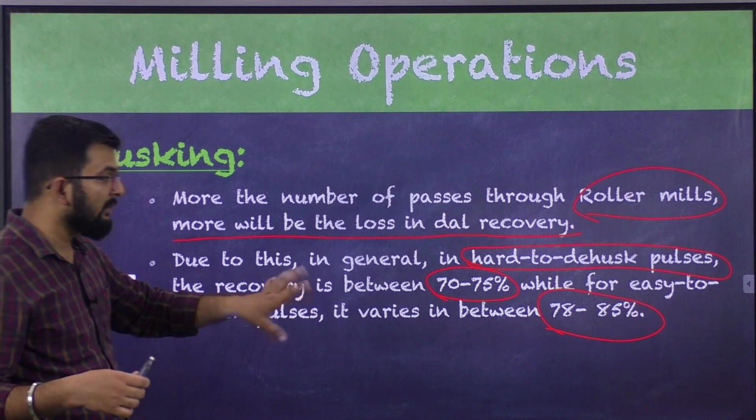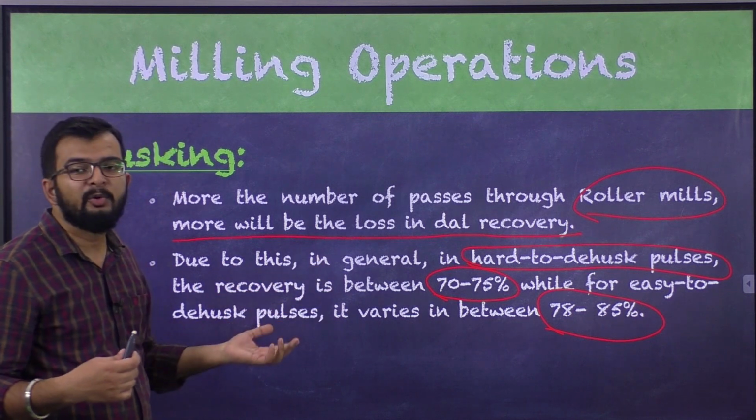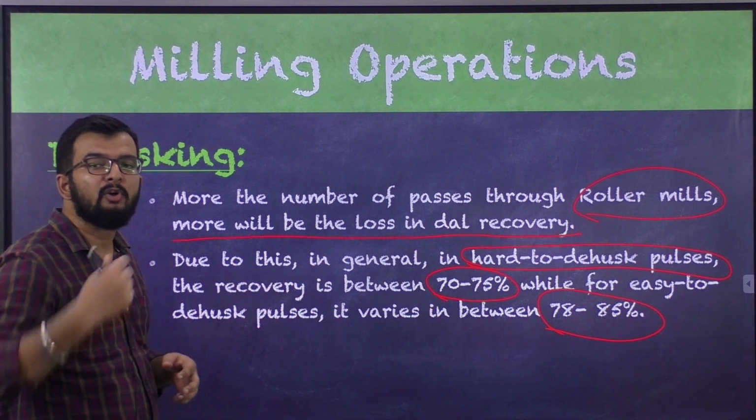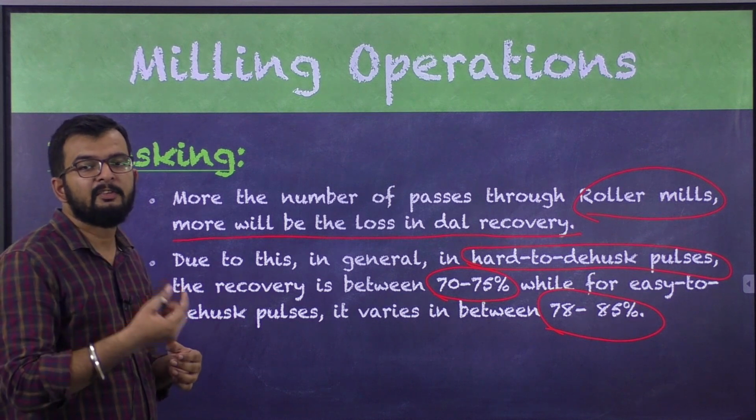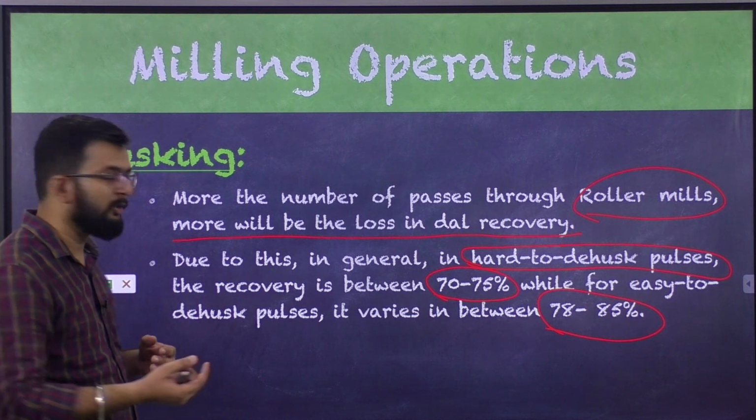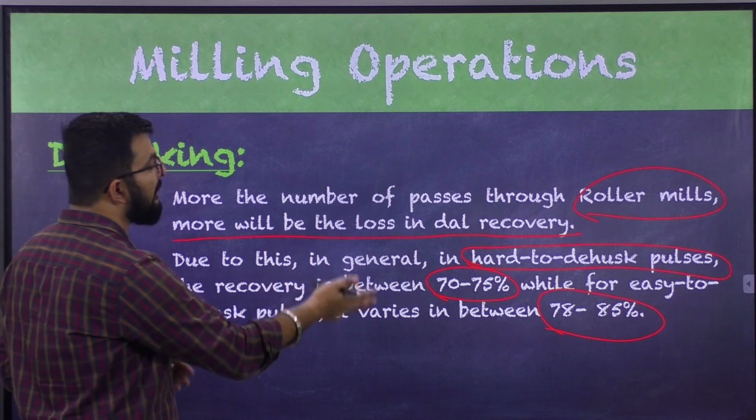This easy to dehusk and hard to dehusk distinction depends upon the cotyledon, whether the husk is easy to remove or hard to remove. So based on that, the recovery varies.